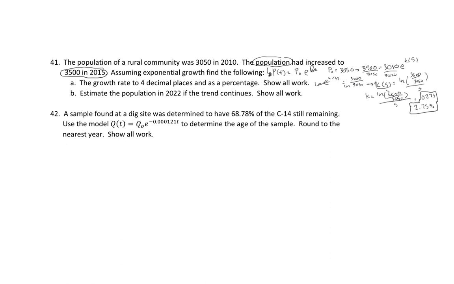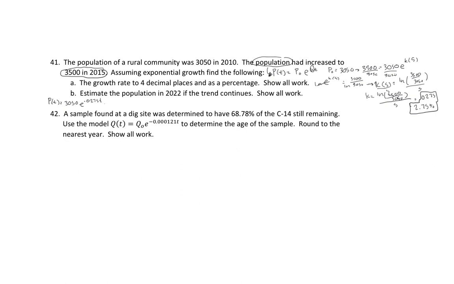For part B, it says estimate the population in 2022 if the trend continues. Now that we have our K, we have our exponential function: P of t is equal to our initial value of 3050 times e to the 0.0275 t. With respect to 2010, 2022 is 12 years after 2010, so the t we're looking for is 12.